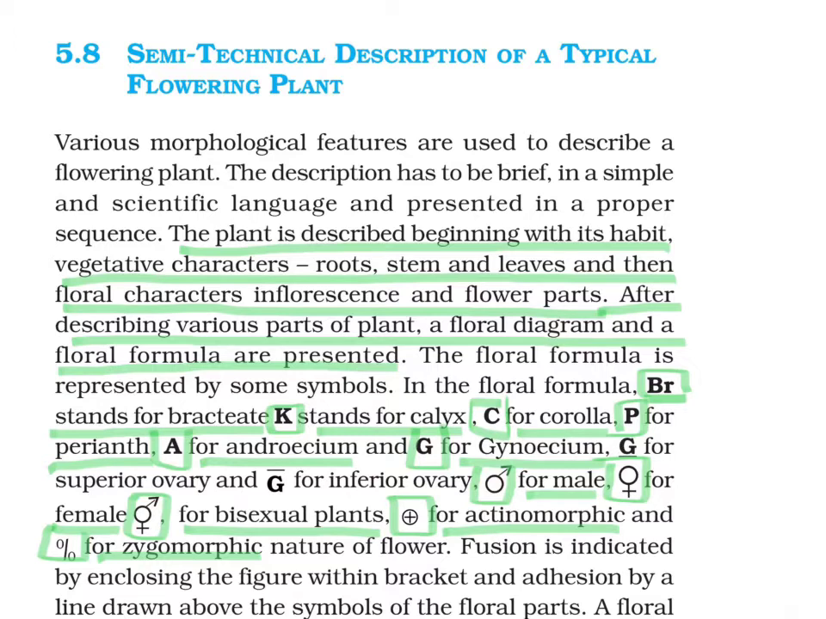Then even the male and female symbols are represented here, and if it is a bisexual flower, both will be present, so male and female will be shown combined. Then for actinomorphic flower, the plus sign in a circle is shown, and for zygomorphic flower the percentage sign is shown. So in this way various floral symbols show the different types of floral parts.